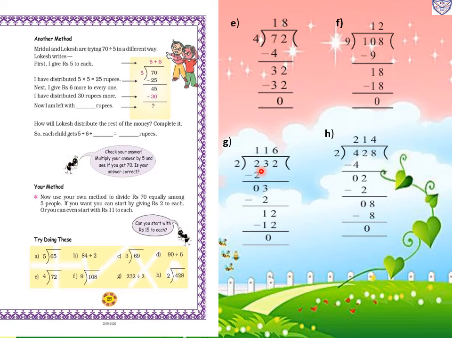Now next, 428 divided by 2. Here also we will take one number. In 2 table when 4 will come, 2 twos are 4. So 4 minus 4, 0. Now 2 we will carry it down. So 2 ones are 2. So 2 minus 2, 0. Now 8 is left, that we will carry down. In 2 table when 8 will come, 2 fours are 8. So 8 minus 8, 0. So our answer is 214.